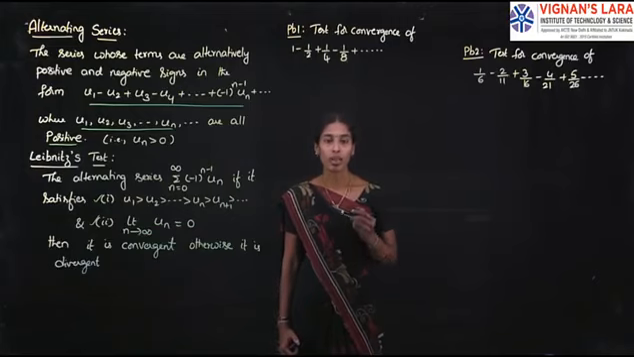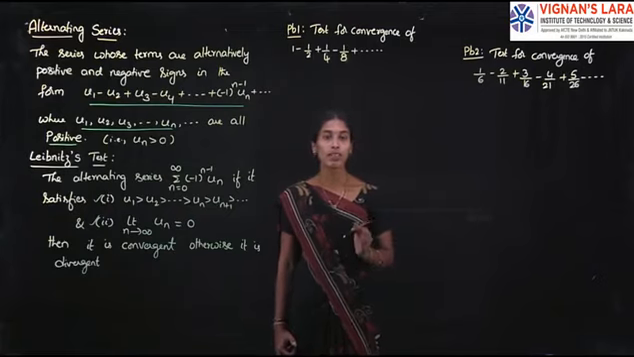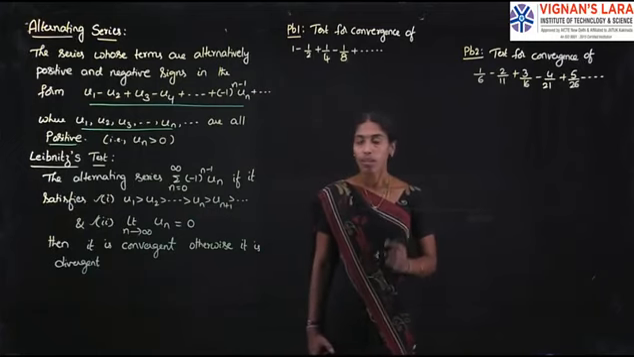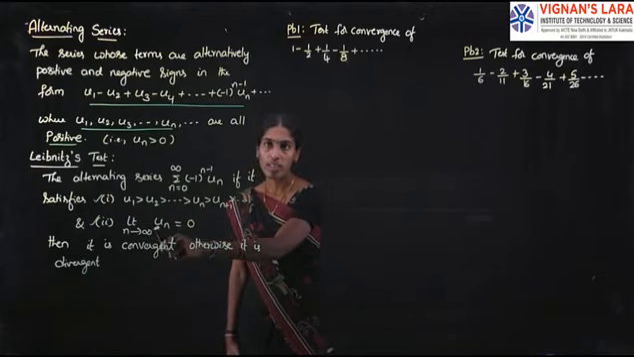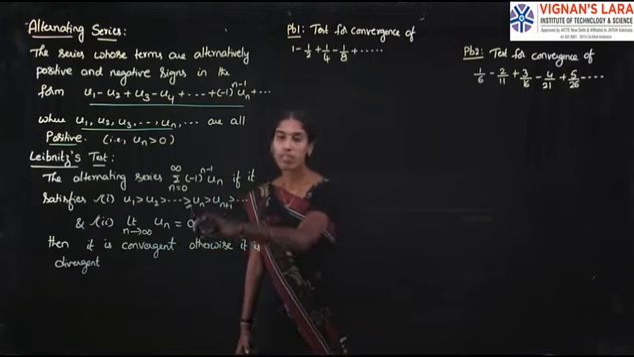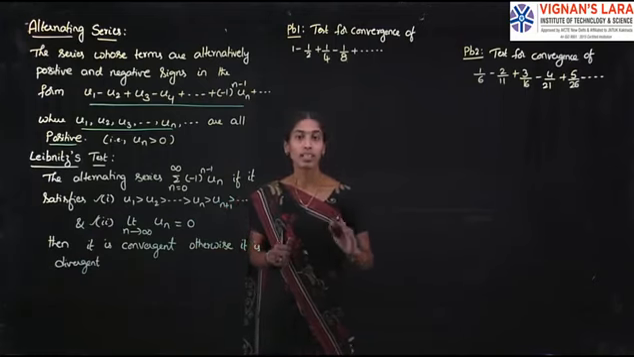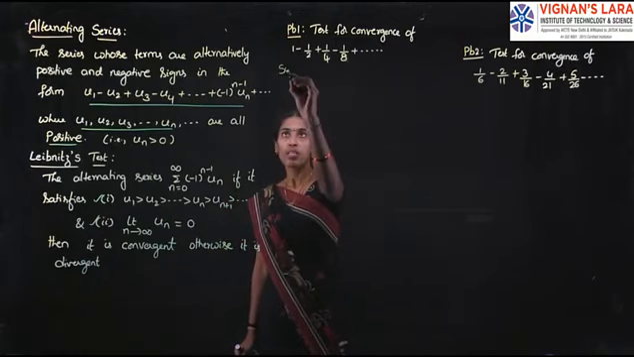If any one of the two conditions, or both conditions, fail, then the alternating series is not convergent; we say that it is divergent. So the second one is, if we apply the limit as n tends to infinity, Un must be equal to 0. The first one is that each term is always greater than its succeeding term. So now see the problems on this one.